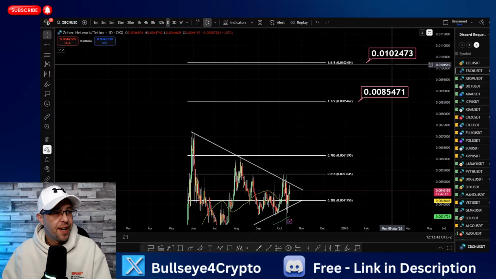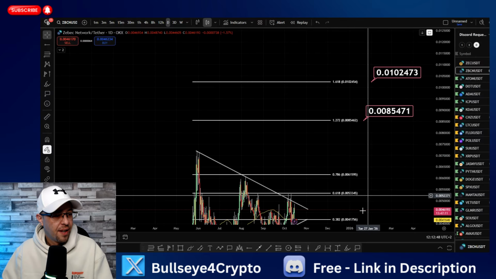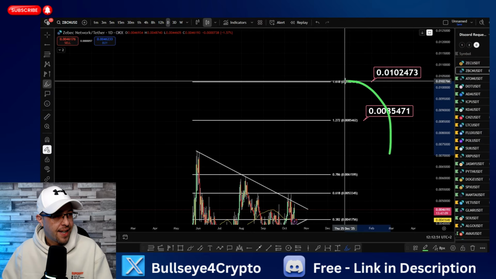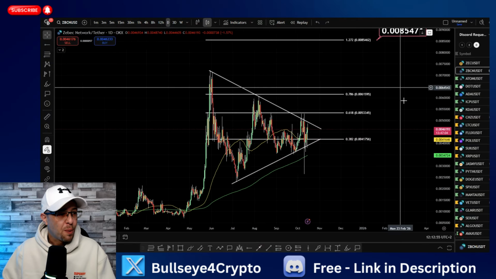0.0085471, and the 1.618, 0.01 to the T. 1 cent is going to be a key psychological round number. 1 cent is the 1.618 extension level. That's a golden number. So that's the number to look out for. So that's what we need to happen in the short term.